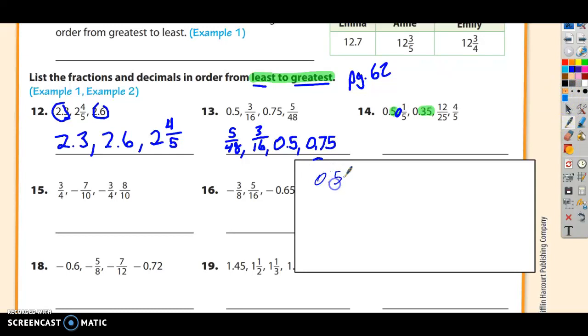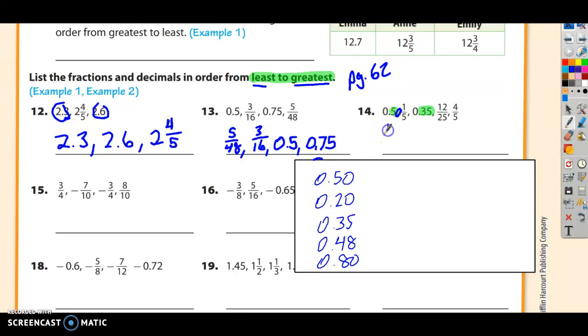I've got 0.50, got 0.20, got 0.35, 0.48, we got 0.80. Now they're all the same length. Now I can easily put them in the correct order.